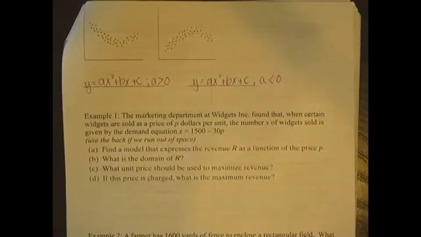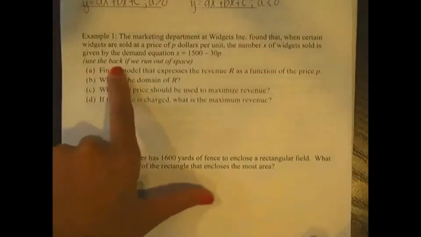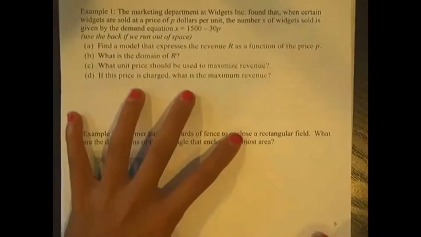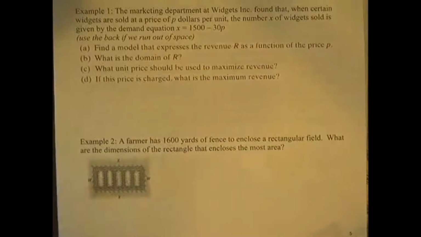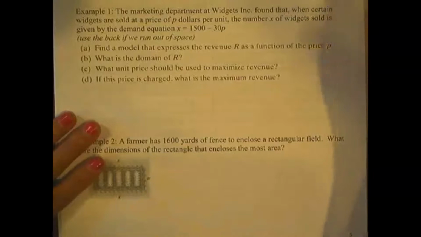And our goal today is to finish example 1. It says here, use the back if we run out of space. I'm definitely going to run out of space because I write really large. So if you don't have the back, just use a piece of lined paper. Right now go find lined paper or computer paper, see if you can fit on there, and just attach it behind this.